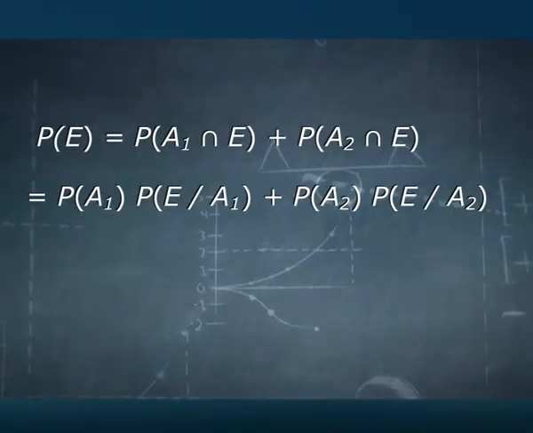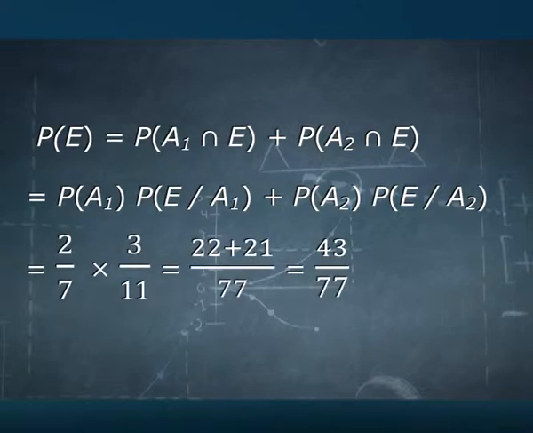Thus, we will have probability of E equal to probability of A1 intersection E plus probability of A2 intersection E. So, which is equal to probability of A1 times probability of E given A1 plus probability of A2 times probability of E given A2. Let us make this equation 1. So, this is equal to 2 by 7 plus 3 by 11, that is equal to 22 plus 21, the whole thing divided by 77, which is giving us 43 by 77.